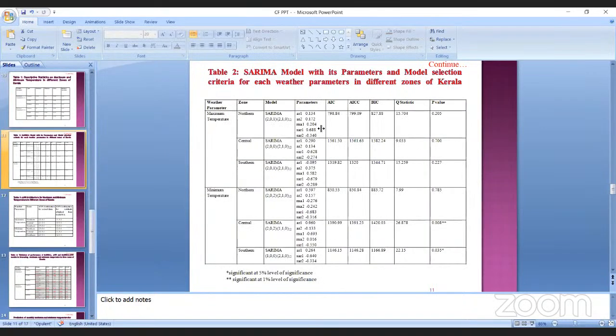These are the SARIMA models best selected for each zone, for the maximum and minimum temperature. And these are the parameters, this is the criterion and these values. And this checks the stability. The stability test put forward that for the maximum temperature, the SARIMA models fitted are good. But for minimum temperature in the central and southern zones, since this is significant, that means our model is not stable. So we cannot say that it is a good model. But since we are using other models, we can compare whether, even with the presence of instability, they are showing good forecasting.